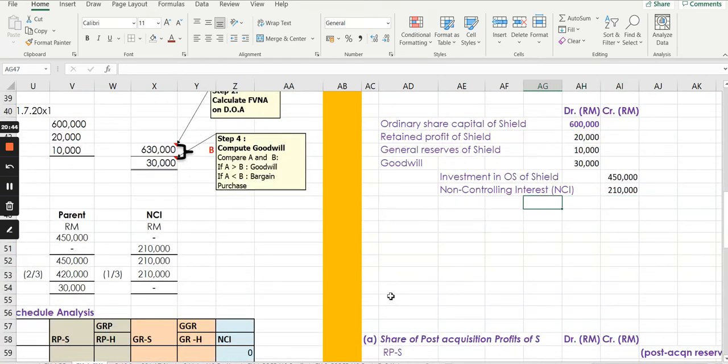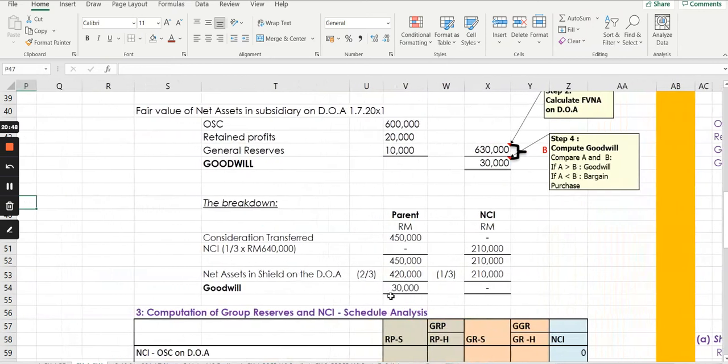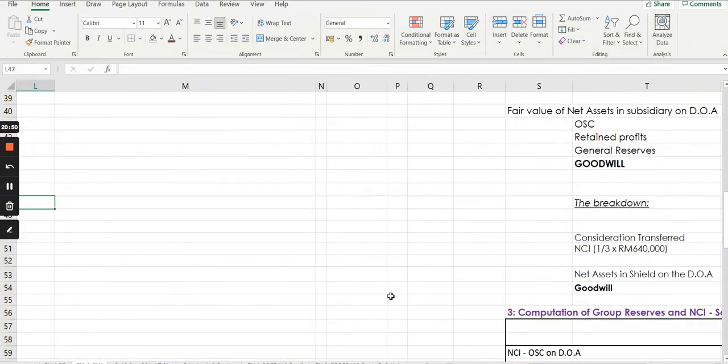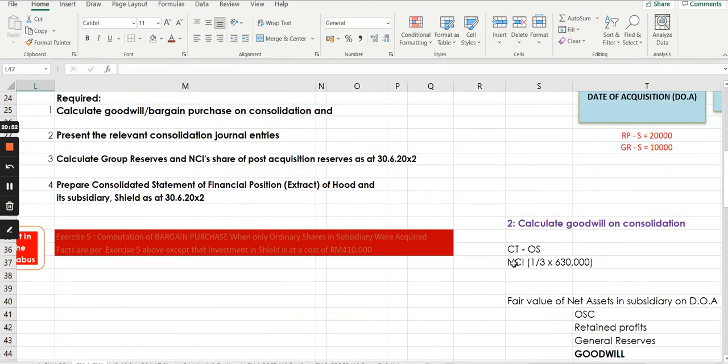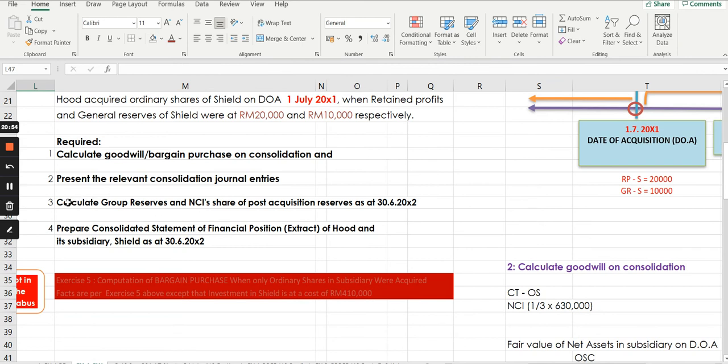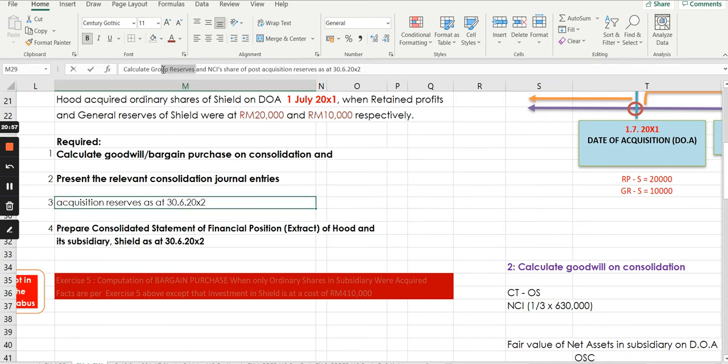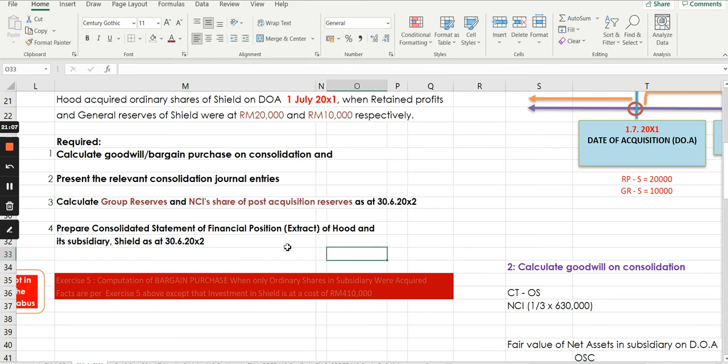Next one is to learn how to prepare the schedule, which is to compute the group reserve. We are going to learn how to calculate the group reserve and also the NCI share of the post-acquisition reserve as at the end of the reporting date.